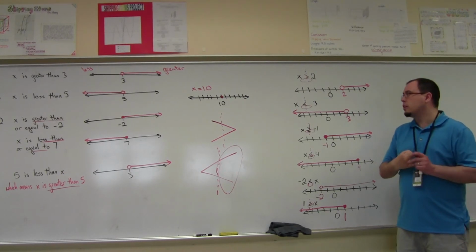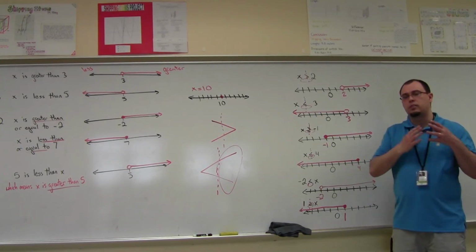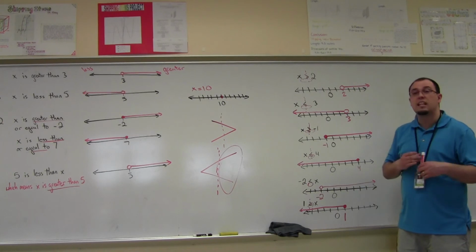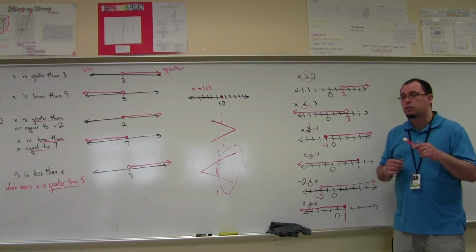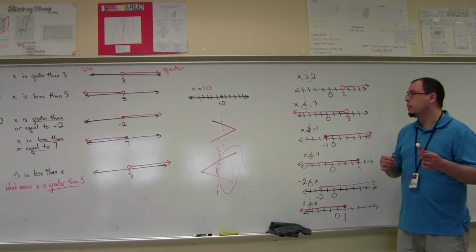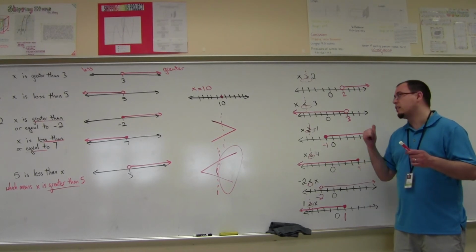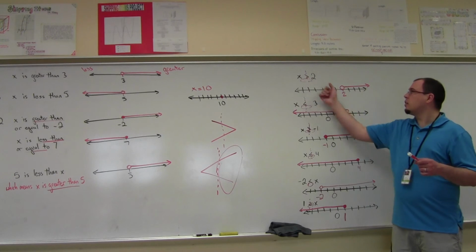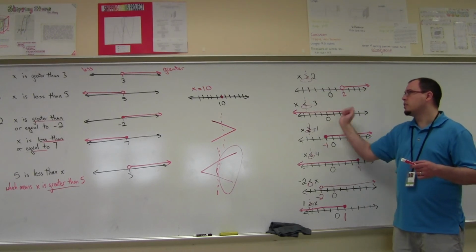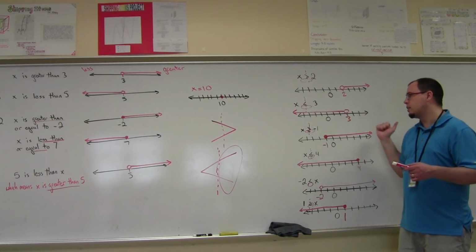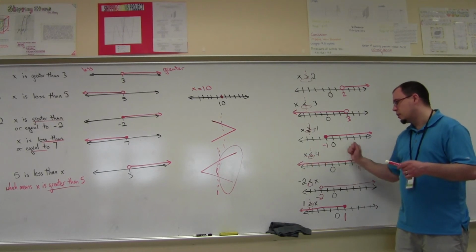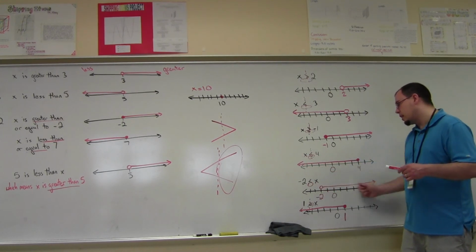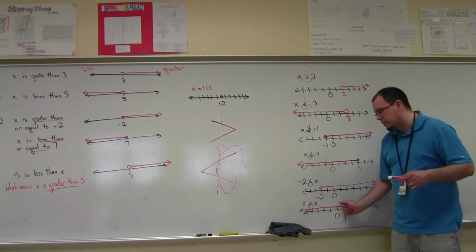And then the third thing you want to look at is whether x is on the large side or the small side of the inequality symbol. It has nothing to do with the direction of the arrows. What it does have something to do with is x on the large side or the small side. So we take a look. X is on the large side, we go to the right. X is on the small side, we go to the left.